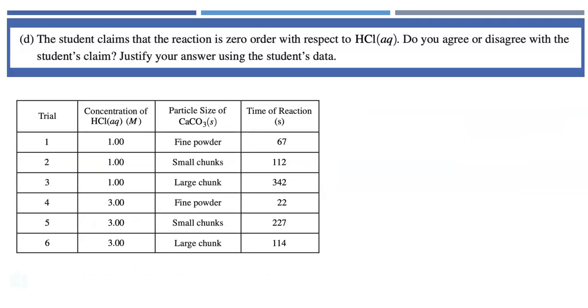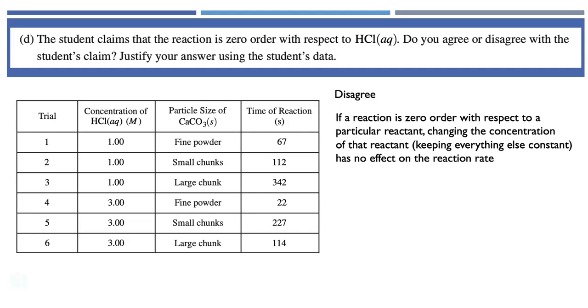The student claims that the reaction is 0 order with respect to HCl. Do you agree or disagree with the student's claim? Justify your answer using the student's data. Remember, justify always means back it up with data, or you're doing some sort of math-based reasoning. Here, we're really going to focus on the data in the table. I'm going to disagree. When I know what the answer is, I like to lead with that as quickly as possible.